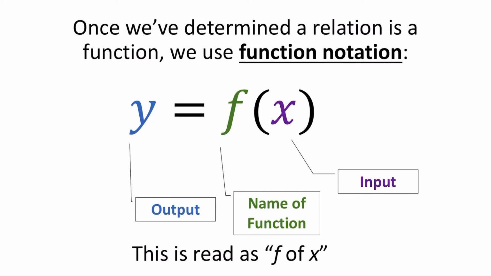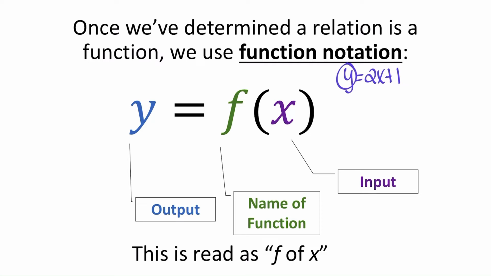Hi everyone, so in this video I just wanted to clarify some topics about function notation. Function notation is something that we use once we've determined that a relation is a function. Suppose that you have the equation y equals 2x plus 1 and you've determined that it's a function. Well, instead of writing y, you can actually write f of x. So f of x is this f with an x in parentheses.